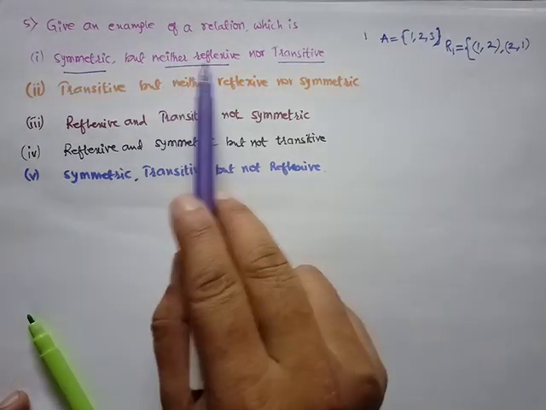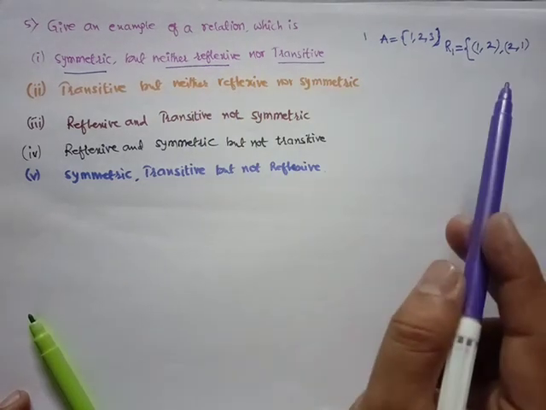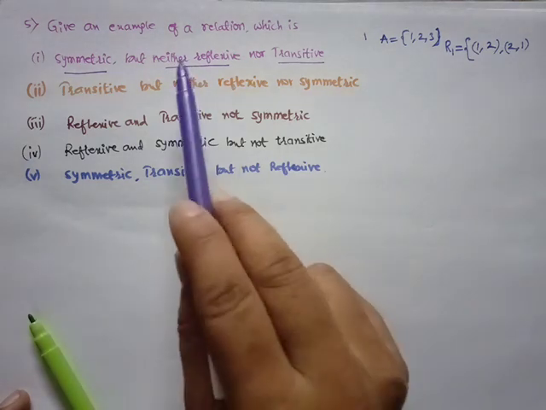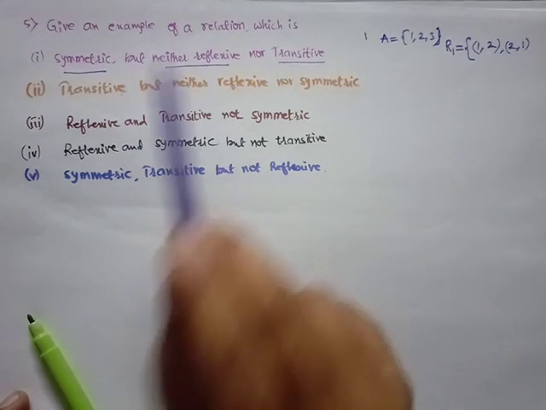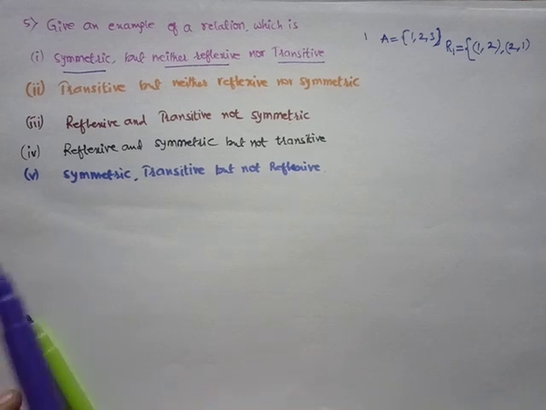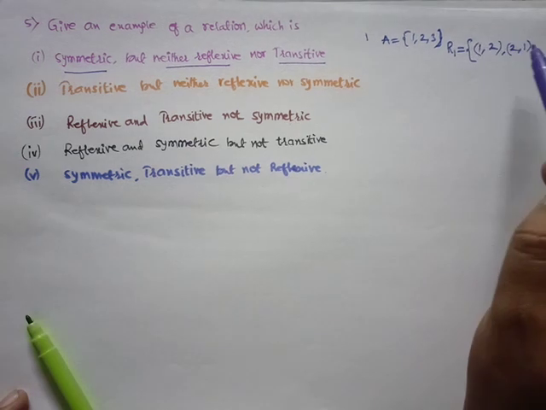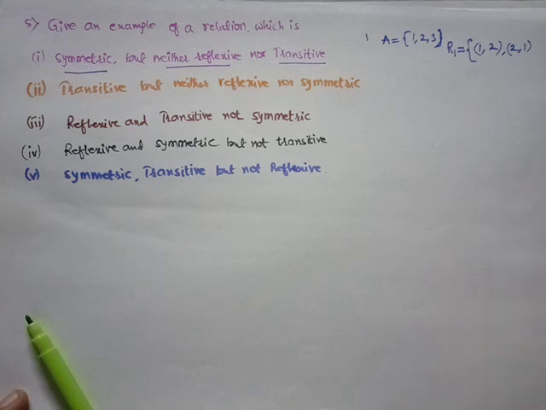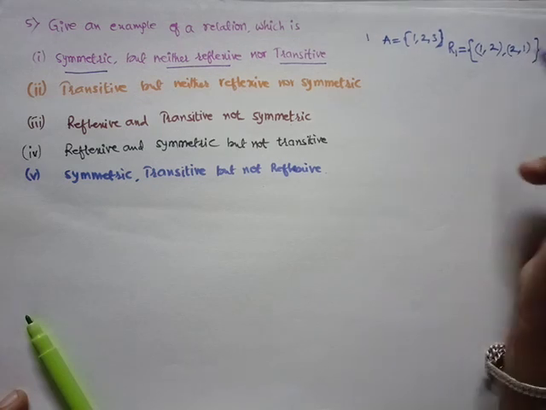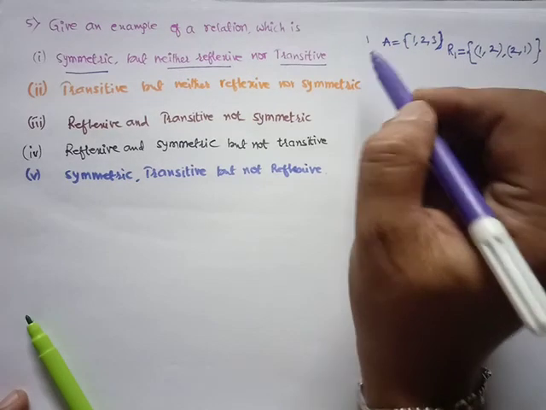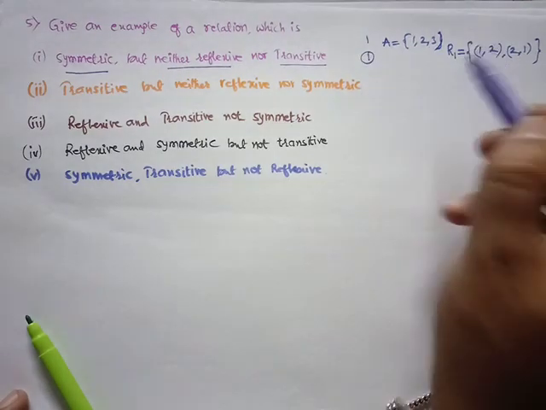Whether it is reflexive or not: if (1, 2) and (2, 1) are taken, (2, 2) is not present, so it is not required, because we need to make it not reflexive. So I'm not taking (2, 2) and (3, 3). And for not transitive, (1, 2) is present and (2, 1) is present, then (1, 1) should be present, but I'm not taking (1, 1), so just stopping here.